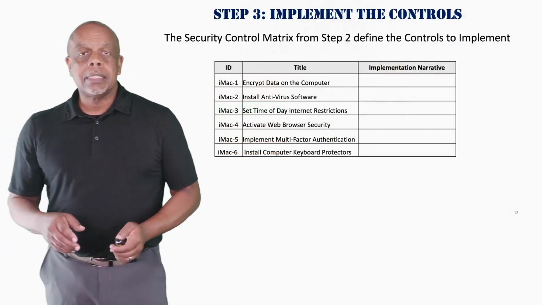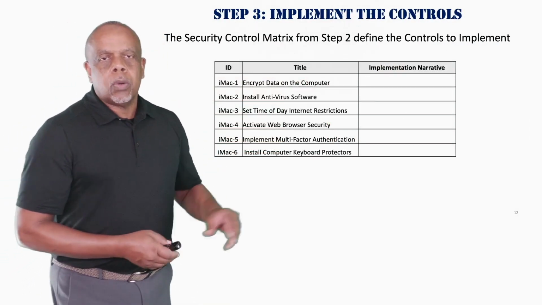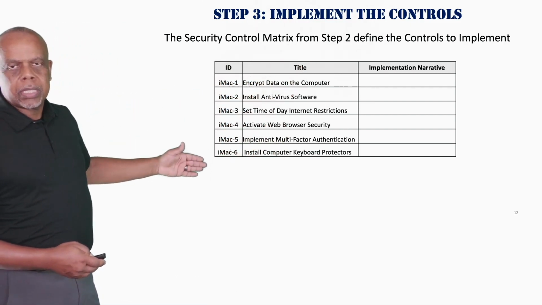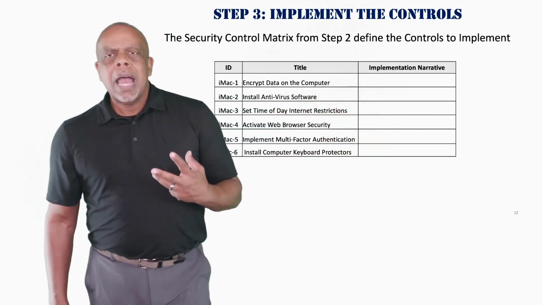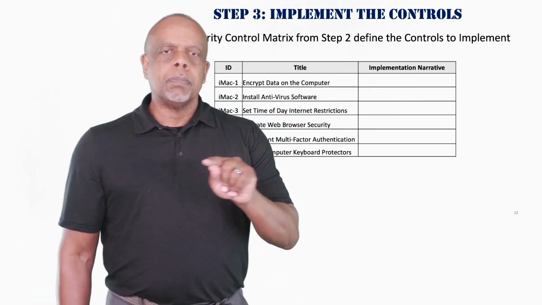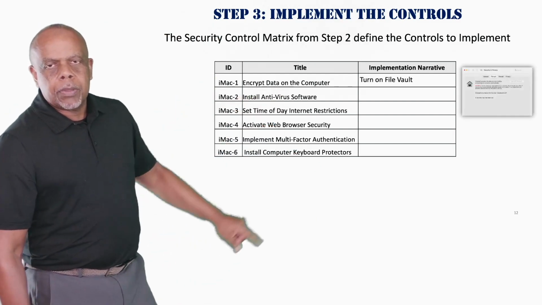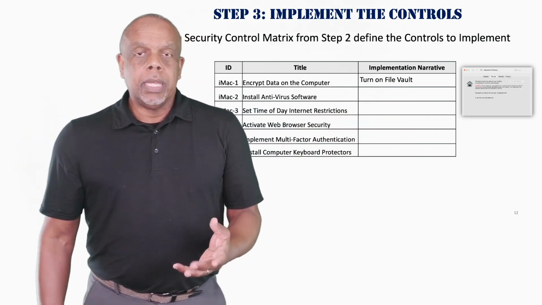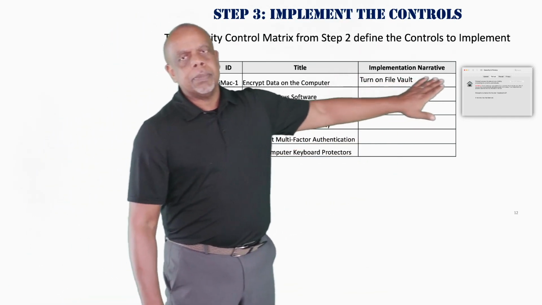So step 3 is implementing controls. What we do is take the security control metrics from step 2 that define the controls to implement. These were the 6 that we wanted to implement. And then we come up with an implementation narrative, meaning how am I going to implement this control? Just a word picture of what we're going to do to implement every one of these controls on my parent's computer. So if I look at iMac 1, encrypt data on the computer. Well, the first thing I can do, if it's a Mac, is turn on FileVault. And what FileVault is going to do is full disk encryption of everything on that hard drive. So that's how I can implement that control.